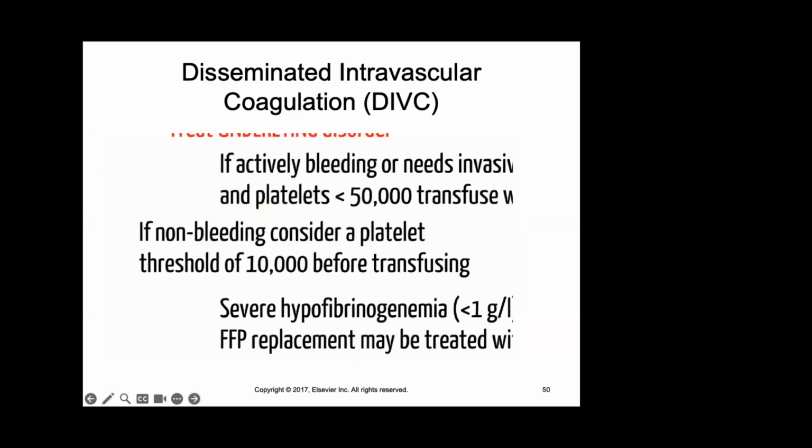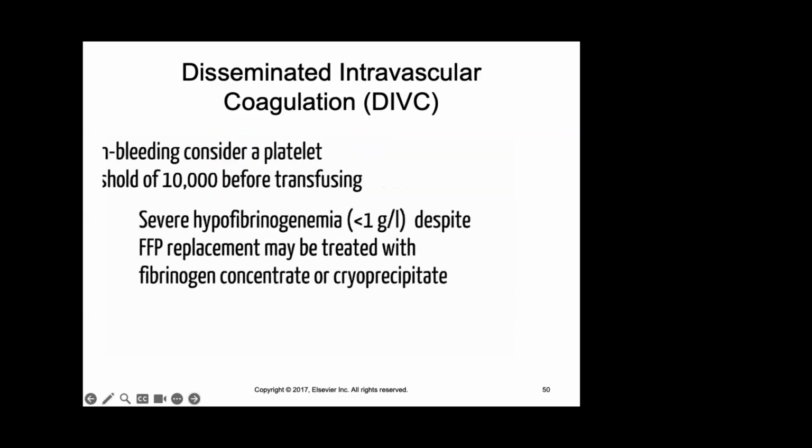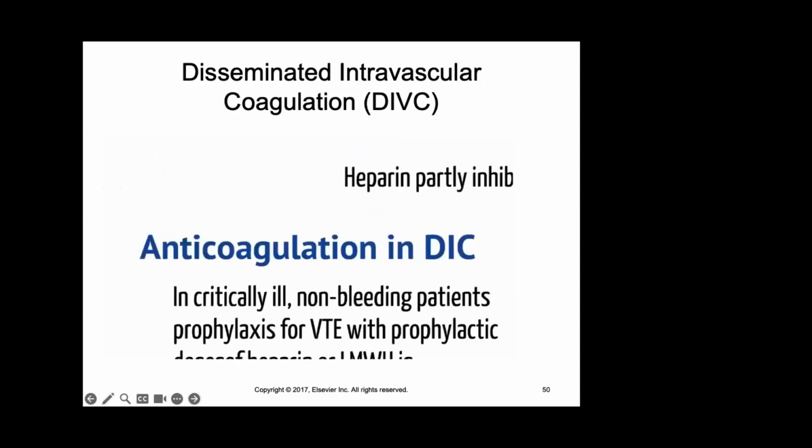Now, in non-bleeding patients, our general goal is greater than 10,000 platelets, just because less than 10,000, your risk of spontaneous bleeding is so high. Now, for patients with severe hypofibrinogenemia, like less than 1 gram per liter, even though they had gotten FFP, then at that point, you can consider cryoprecipitate. But realize there's no data to suggest that this improves outcomes in DIC patients.